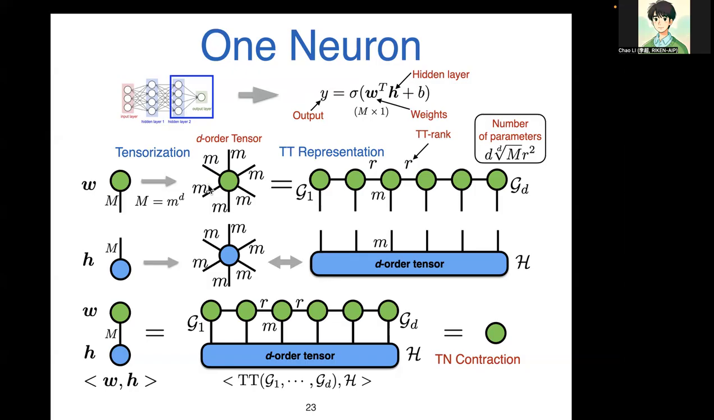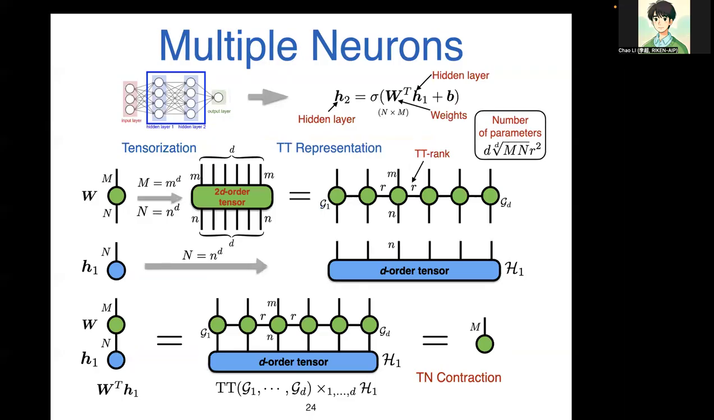Next, we represent this higher-order tensor using tensor networks such as tensor train, for example. Instead of storing the entire tensor, we store a sequence of smaller core tensors from G1 to GD. This significantly reduces the number of parameters from the capital M to roughly this value. Finally, the inner product of W and H becomes a tensor network contraction between the tensor train representation of W and the tensorized H. This computation can be efficiently done tensor by tensor.